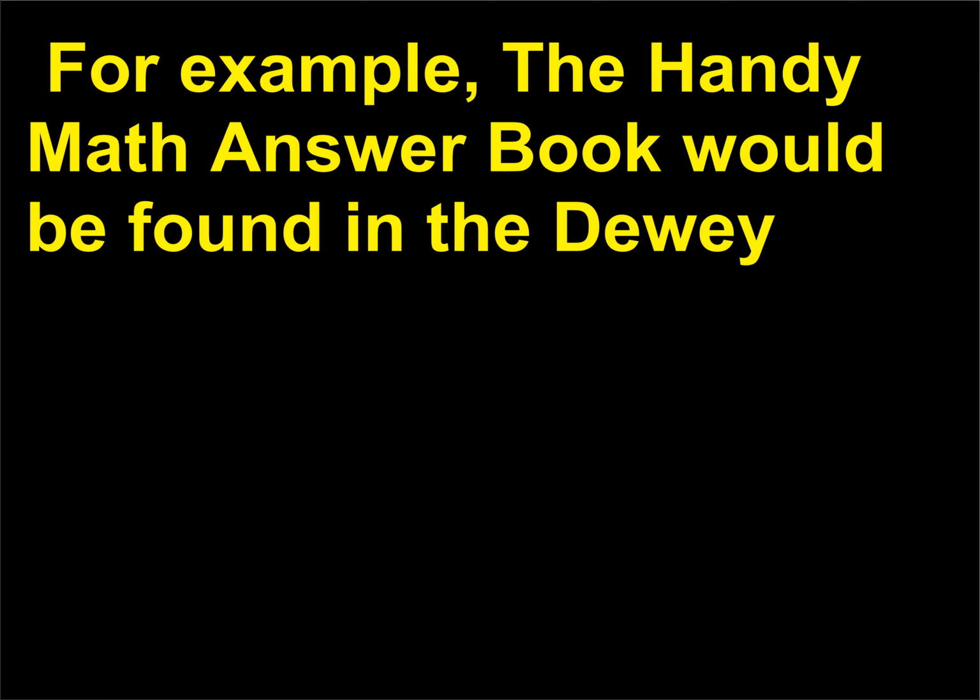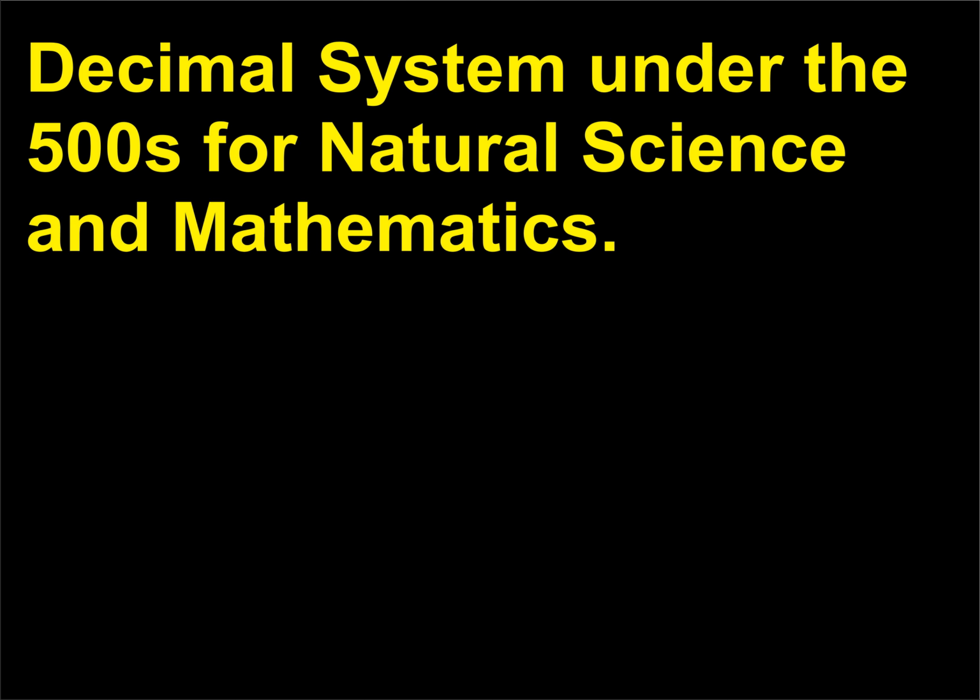For example, The Handy Math Answer Book would be found in the Dewey Decimal System under the 500s for natural science and mathematics.